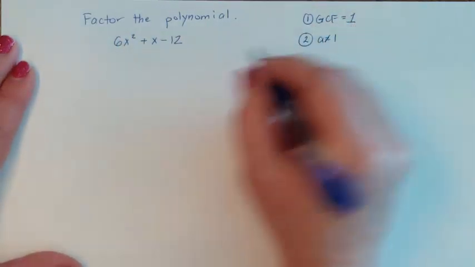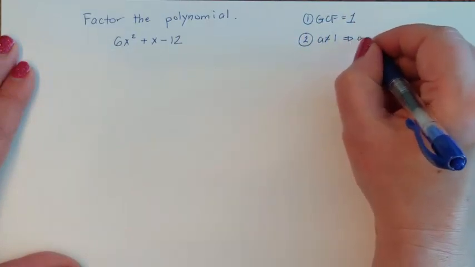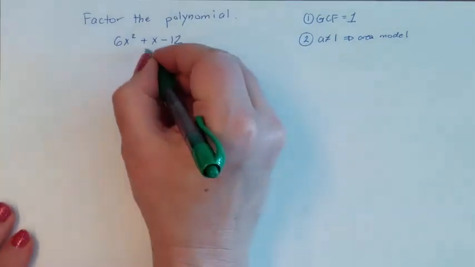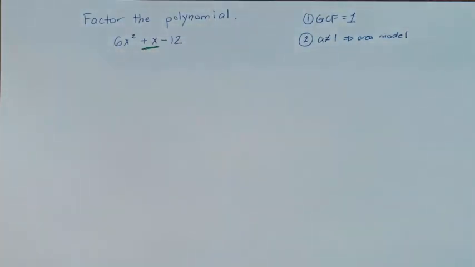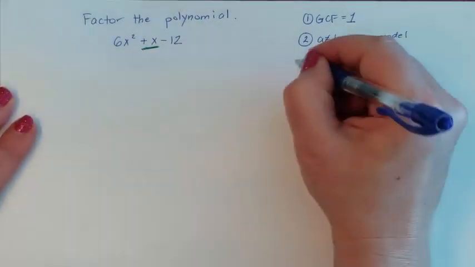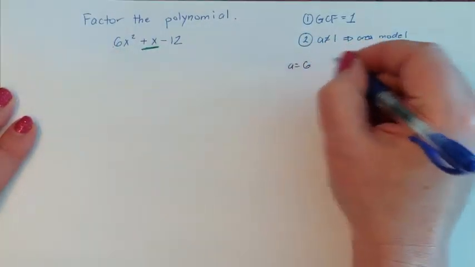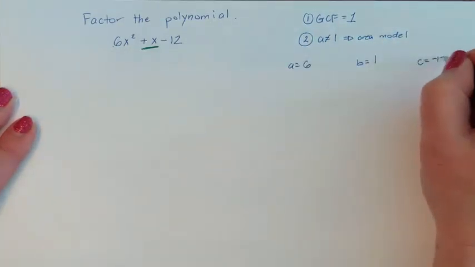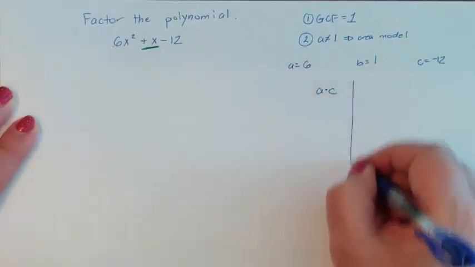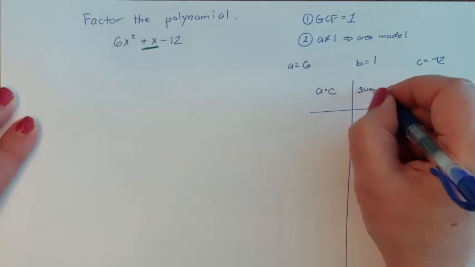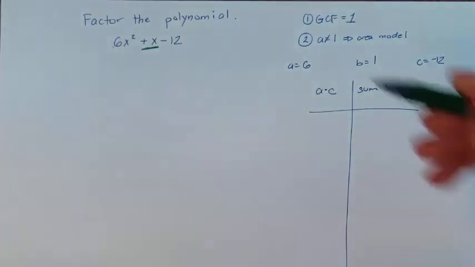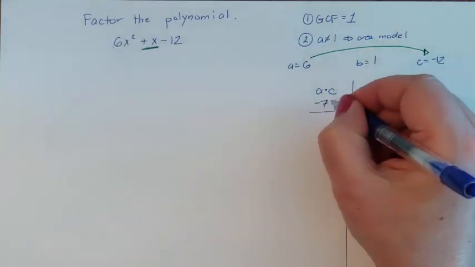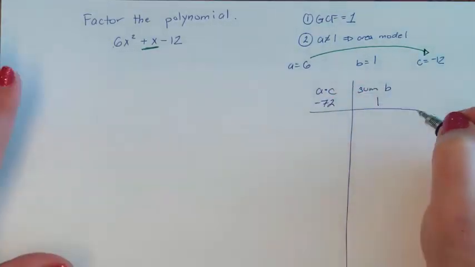A not being 1 means that we have to use the area model. And we're going to use the area model so we can figure out what two terms to rewrite a plus 1x as. So we had to identify A, which is 6, B, which is 1, and C, which is a negative 12. So we can do our A times C, somebody better add up to B, list. So 6 times negative 12 gives me my negative 72, and somebody has to add up to be 1.